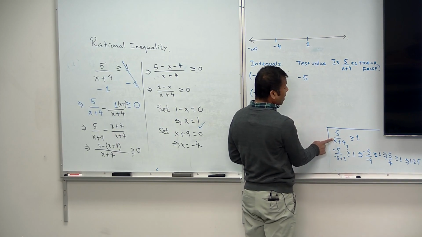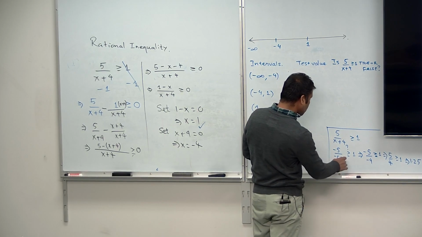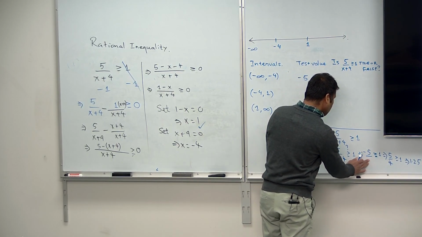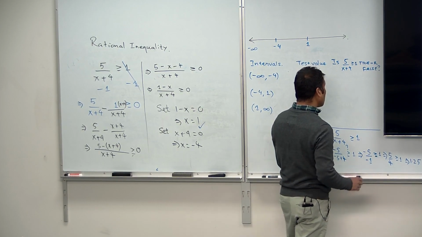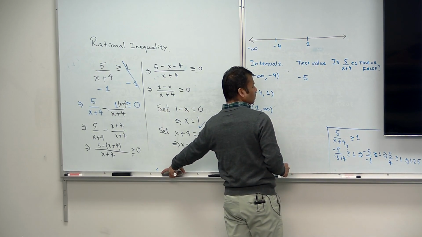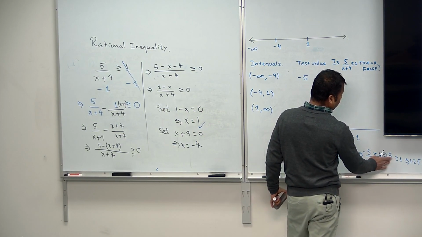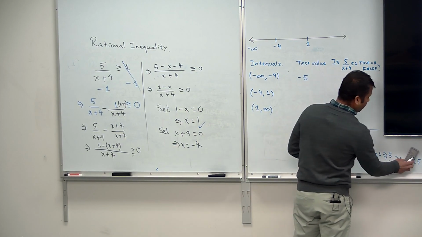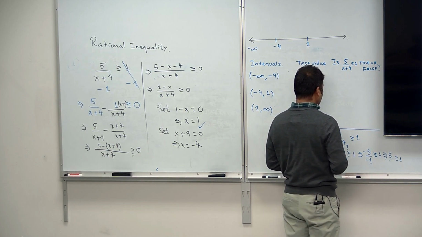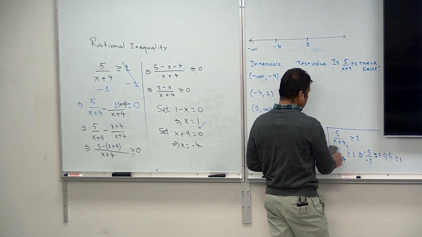I plug in negative 5, so 5 over negative 5 plus 1. Oh, sorry, I made a mistake here. This is 4, right? This is negative 5 plus 4. What is negative 5 plus 4? This is negative 1. What is negative 5 over negative 1? Yes, this is 5 over 1, so 5 over 1 is simply 5. And this is 5 is greater or equal to 1. Why did I put negative 5 here? It doesn't make sense to me.